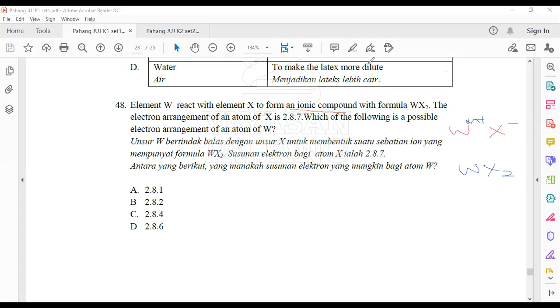So when you take the number M, cross it, and you take the number 1, cross it, you get this. Agree? Therefore, the M is actually 2, and the W will actually have a charge of 2 positive. How to get the charge 2 positive? This atom should have 2 valence electrons. That's why your answer is B1.